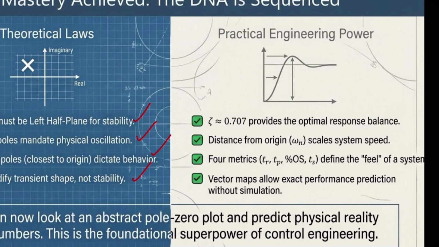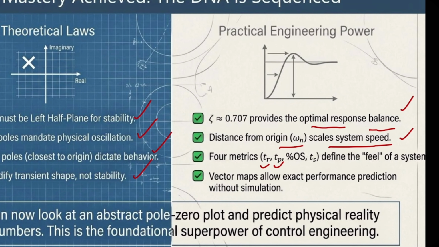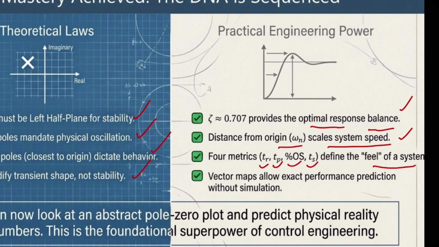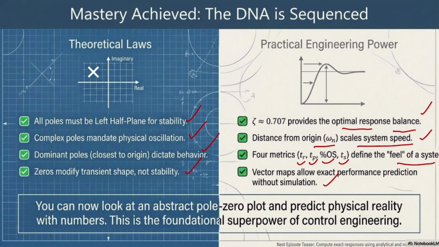On the other hand, we have the practical engineering power. Imagine that you have a damping ratio of 0.7, which we know is the sweet spot that provides the optimal response balance, and the distance from the origin, or omega n, is going to scale the system speed. The higher my omega n is, the faster my system is going to be. And the four metrics that we call rise time, peak time, overshoot, and settling time define the feel of the system itself. And finally, the vector map that we saw on the final slide shows the performance prediction without any simulation.